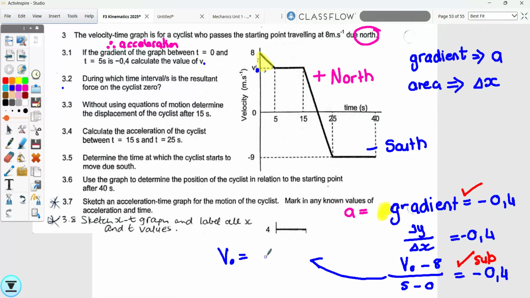Now, isn't 8 already there? That is 8. That's the final. They want this V. So if we do the maths, we're going to say 0.4, we're going to do this first, times by 5. Then we're going to minus 8.